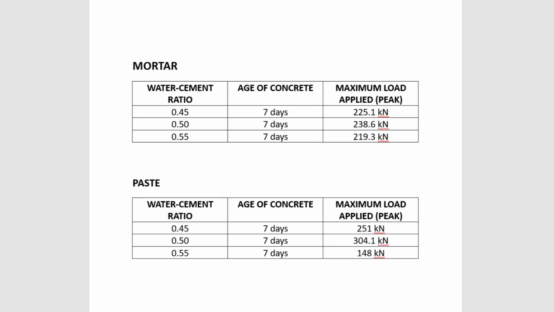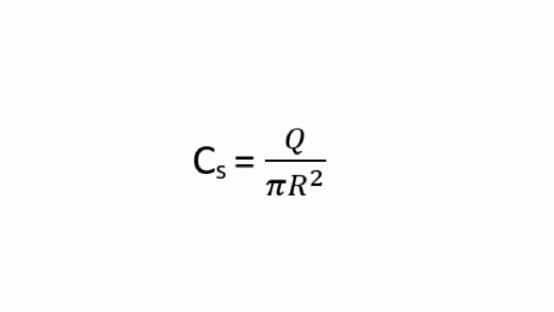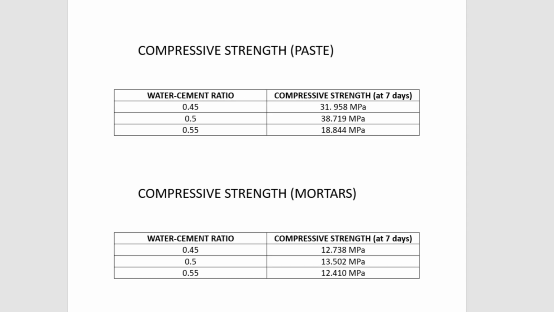As shown in the table, it is the result of the maximum load sustained in kilonewtons. Also, the compressive strengths of the cement paste and mortars were calculated using the equation CS equals Q over pi r squared, where Q is the load at failure in kilonewtons, and r is the radius of the specimen in mm. Below are the calculated compressive strengths for the test specimens.